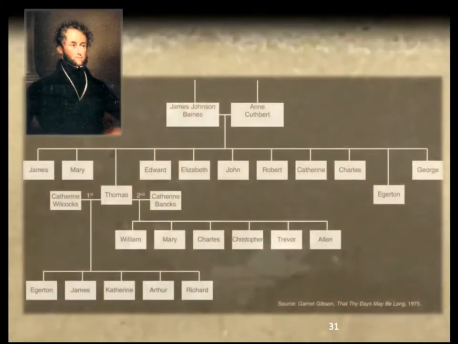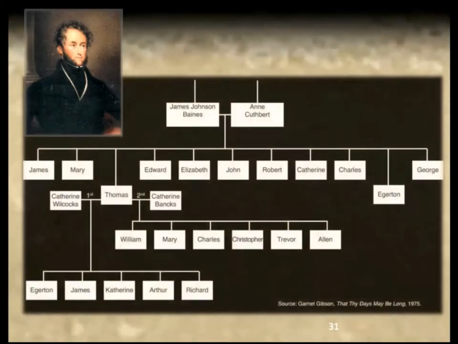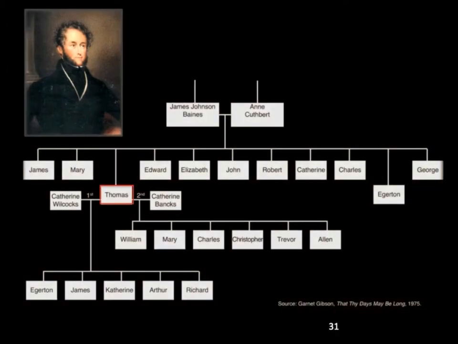Thomas Baines was married twice, first to Catherine Wilcox, with whom he had 5 children, then to Catherine Banks, with whom he had 6 children. The descendants of some of these children still live in the Toronto area today.